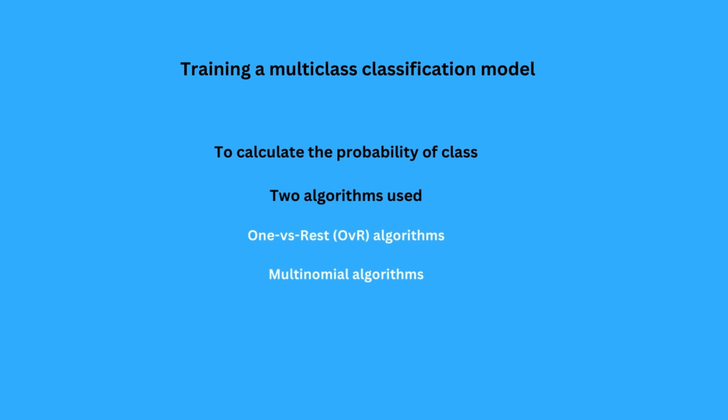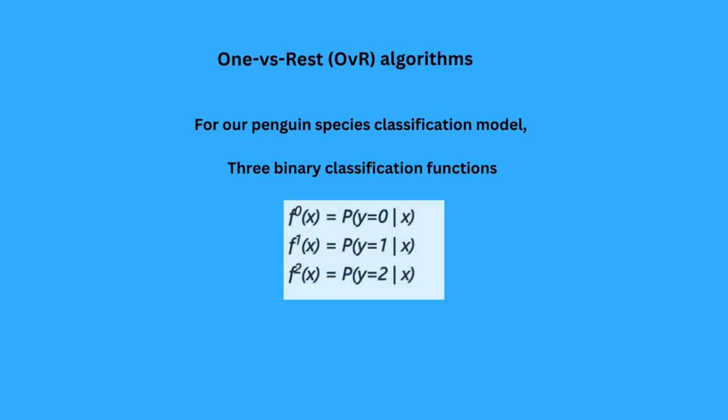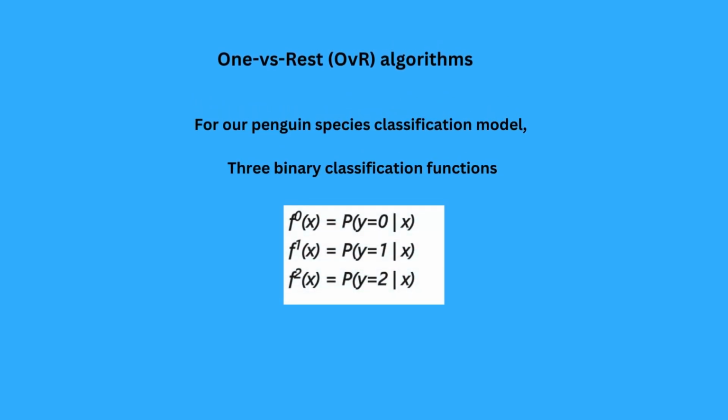Now, let us see the one versus rest algorithm. It is mainly used to train a binary classification function for each class. Each function calculates the probability of the observation being a specific class compared to the other classes. This algorithm creates three binary classification functions, which are given below. It produces a sigmoid function that calculates a value between 0.0 and 1.0. The model trained using this algorithm predicts the class based on the highest probability output.